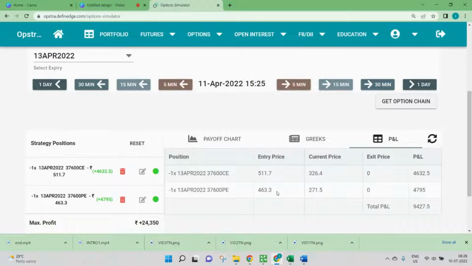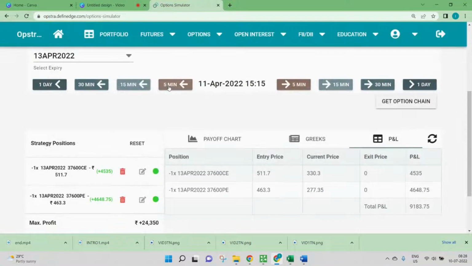So on day 2 we have CE of 326 and PE of 271. Still there is no need of any kind of protection. Let me see whether we touched 10,000. No, I don't think we touched. We go to next day. Yes, next day morning we have touched the 10,000 mark.